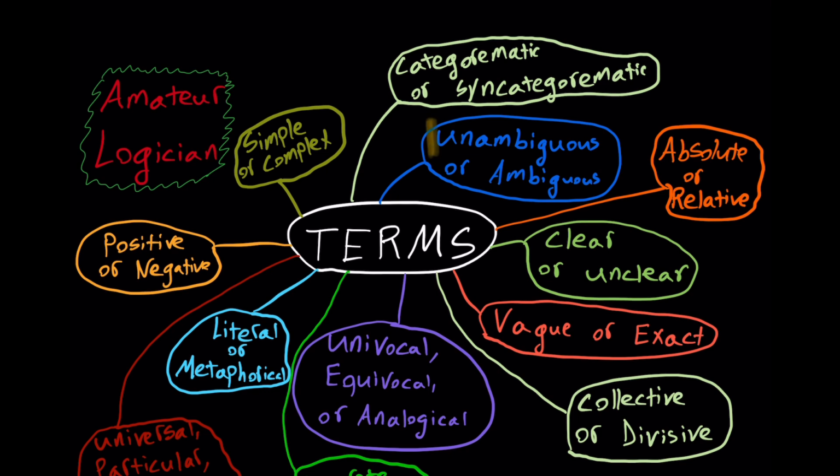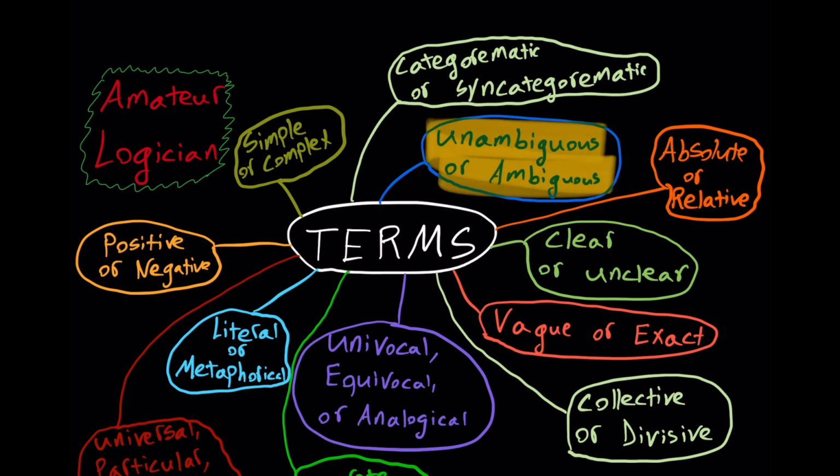First, we have unambiguous or ambiguous terms. An unambiguous term has one meaning alone. When we're forming a syllogism, for example, we want terms that are unambiguous. Otherwise, the syllogism will be unsound. An ambiguous term has more than one meaning.